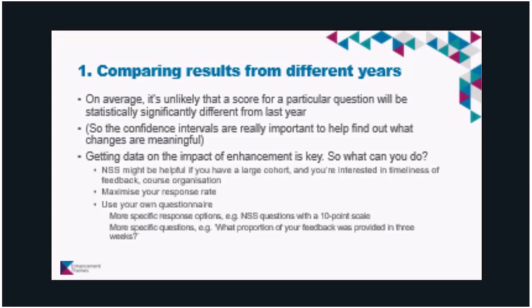So for instance, ask the NSS questions but with a 10-point scale instead of a 5-point scale. You're more likely to see year-on-year variation. Or ask more specific questions. There are ways that you can come up with a questionnaire that is more likely to see changes, more sensitive. The NSS is very stable, which is good for some things, not so good for others, but you can use other questionnaires.